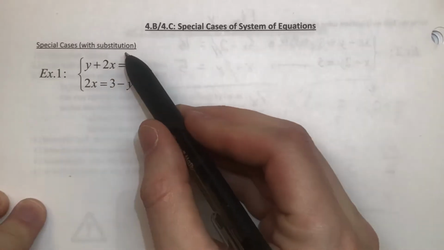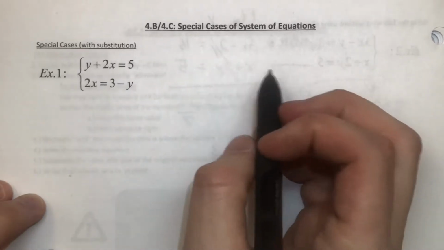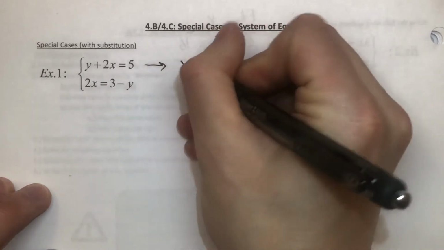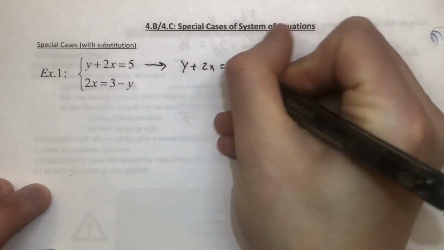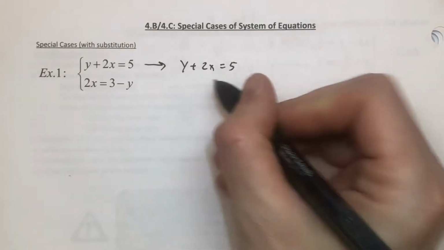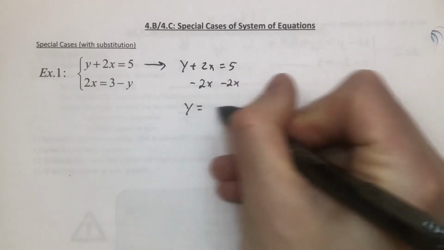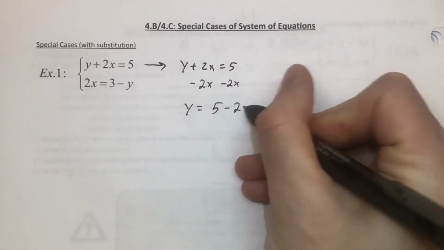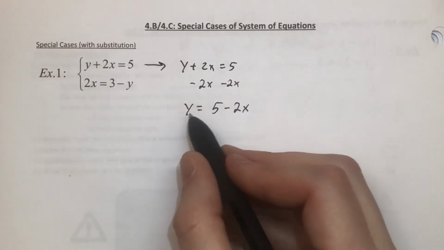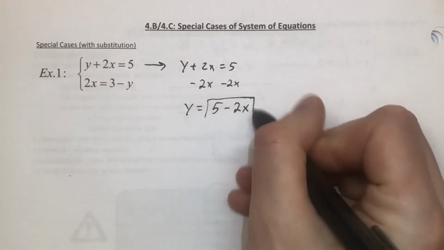For these first two on this page, we will use substitution as if that was our method. So with substitution, I'm going to go ahead and take this first equation. And remember, substitution involves the first step of solving one equation for one variable. So we will solve it for y. I will get the y by itself, and so that puts me 5 minus 2x on the other side. Now that we have y equals 5 minus 2x, y is the same as this 5 minus 2x.